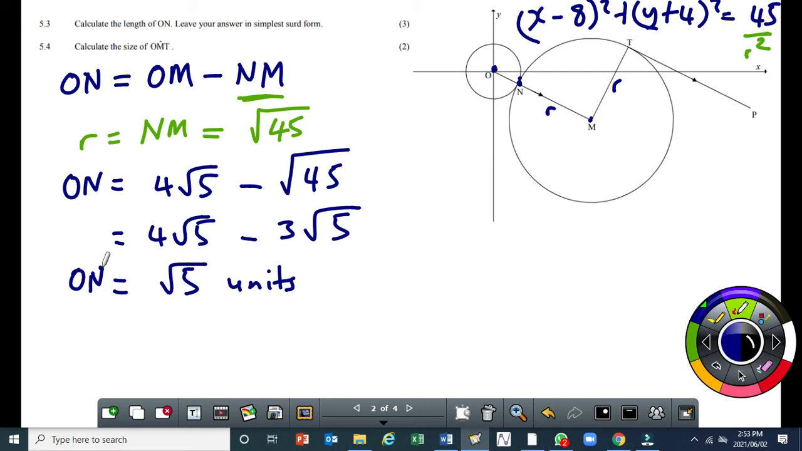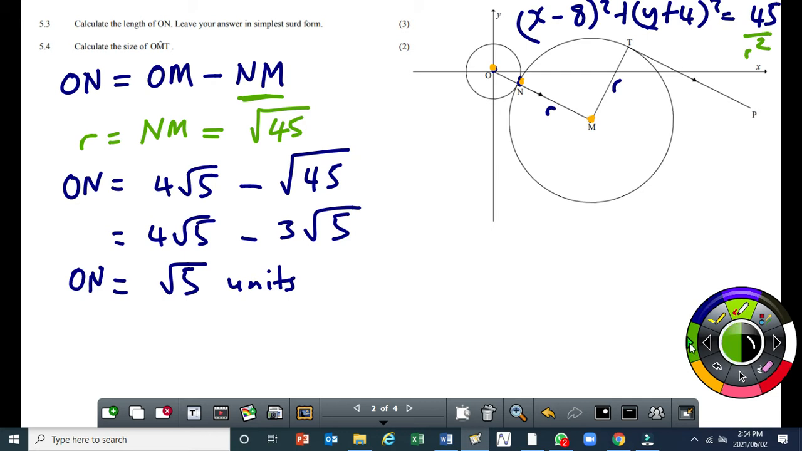There's no other way of finding it, unfortunately, based on the information we are given. And when you're answering the questions, you must use common sense. Okay? In this question, we calculated OM. We are given the radius NM, therefore we can calculate ON by subtraction. It's not that complicated, right?